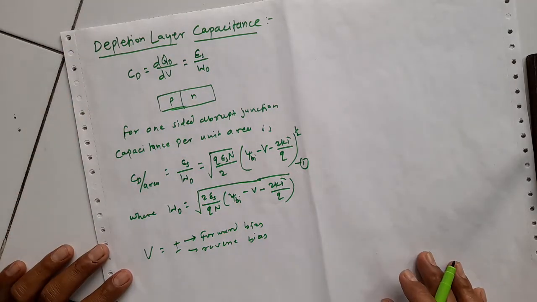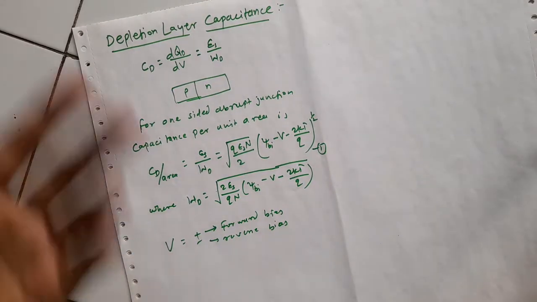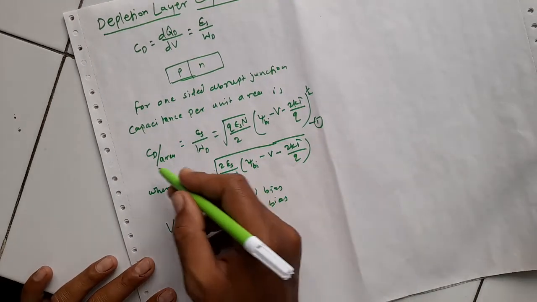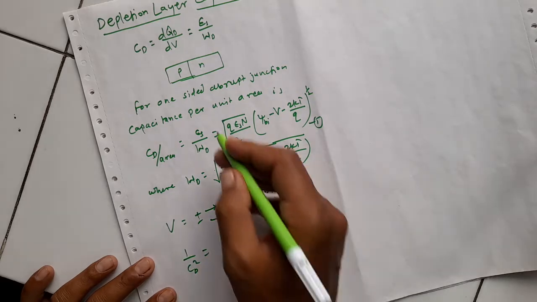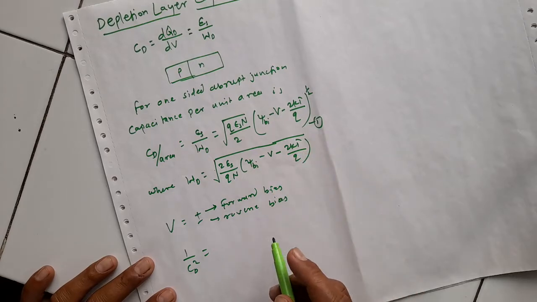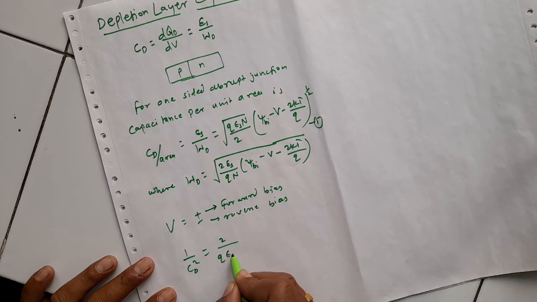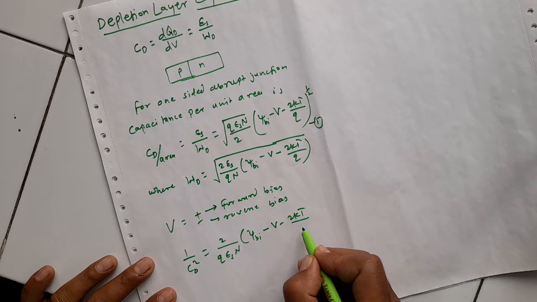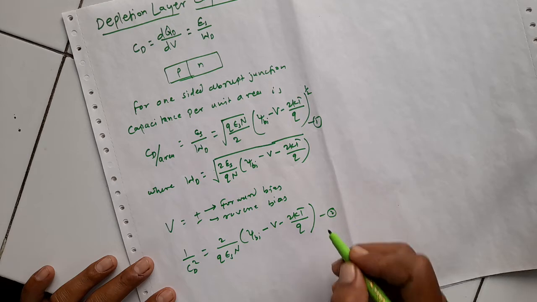The result of this depletion layer capacitance can be seen in the diagrams, but that graph is complicated. So if we rearrange the terms, 1 by C_d square is equal to, removing the square root on the right hand side, 2 upon q epsilon_s N into psi_bi minus phi minus 2kT by q. Just squaring it, I write this as equation number 2.